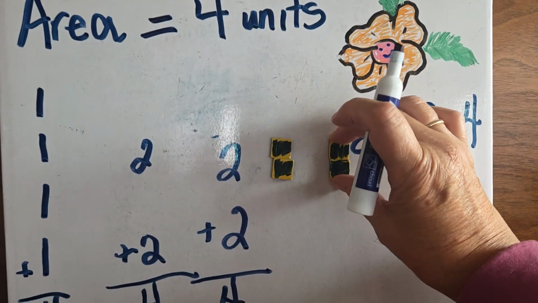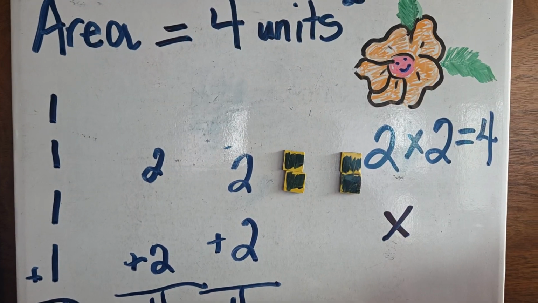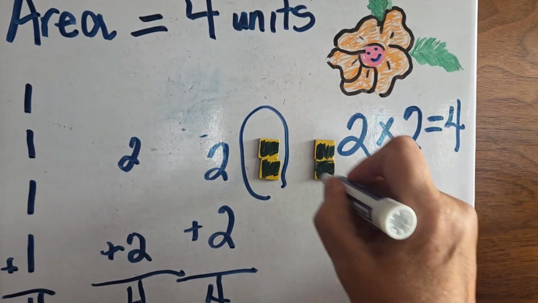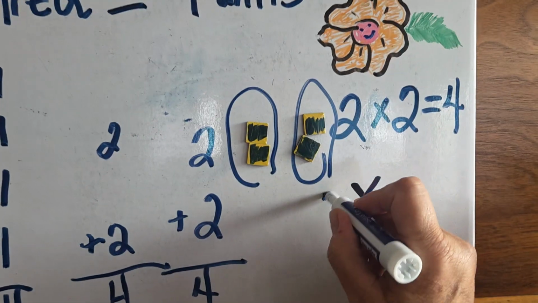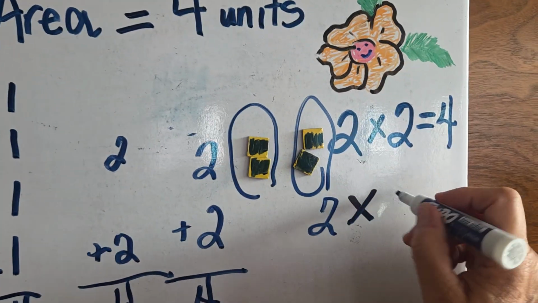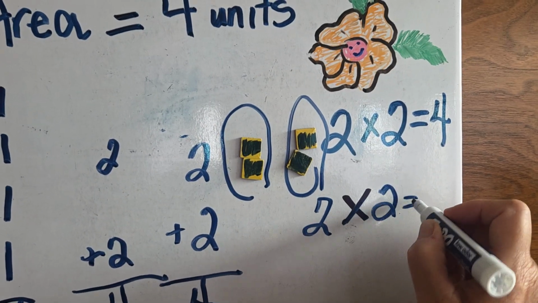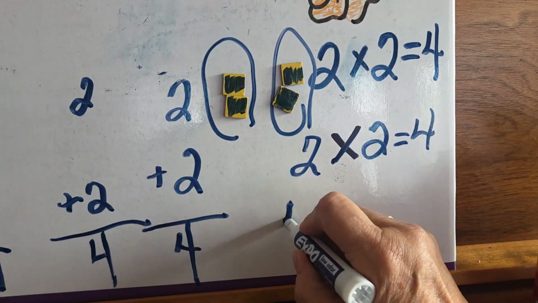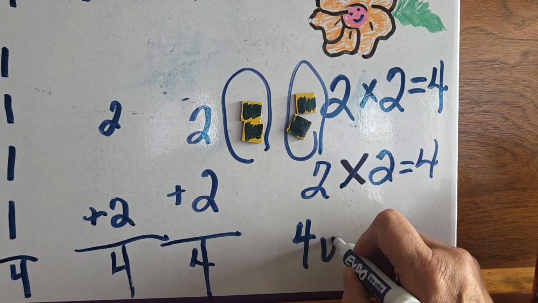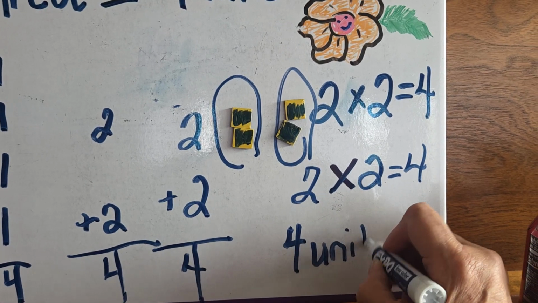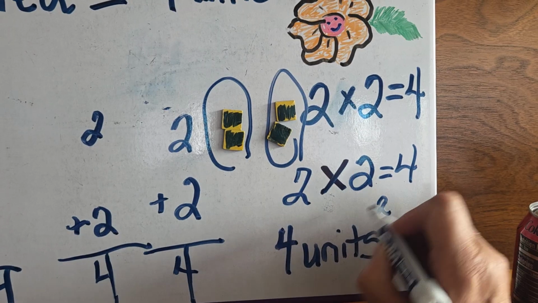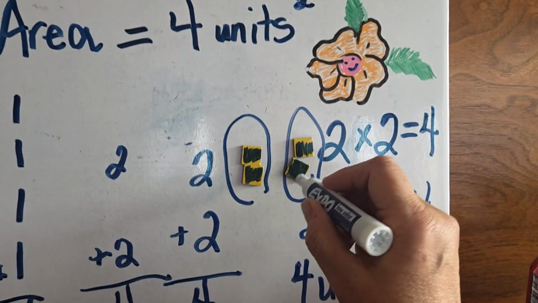What if I broke it like this? How many groups do I have? Here's a group. Here's a group. How many groups? 2. How many is in each one? 2. What is 2 times 2? 4. We're not done until we write the word units. And we put a little 2 up at the top. 4 units squared.